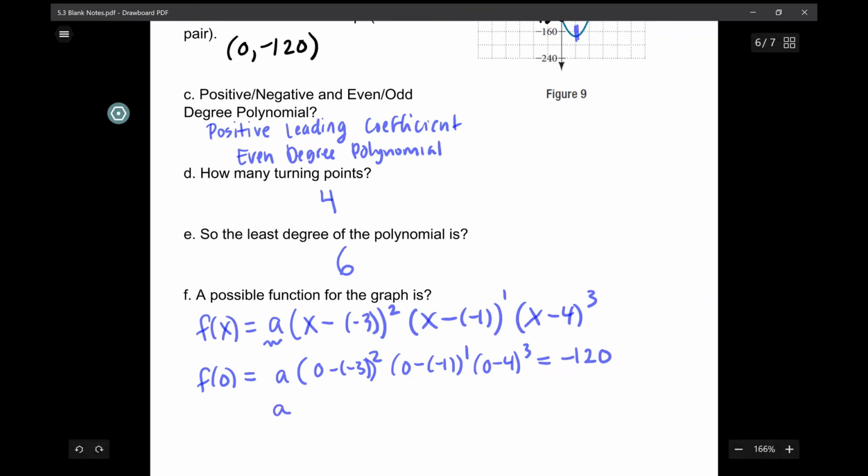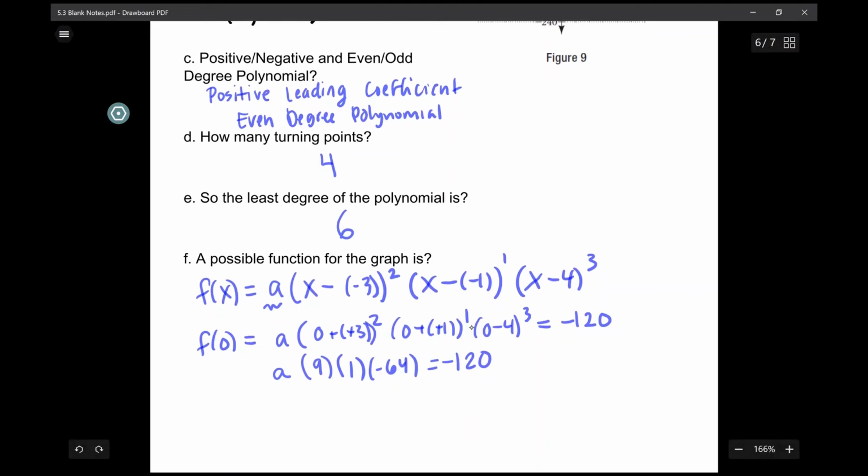So this is a times, this is going to be 3 squared, which is 9. This is going to be 1 squared, which is 1. This is going to be negative 4 cubed, which is negative 4 times negative 4 is 16, times negative 4 is negative 64. And that's equal to negative 120. So now I need to figure out what 9 times negative 64 is, which I need to use a calculator for. $576.